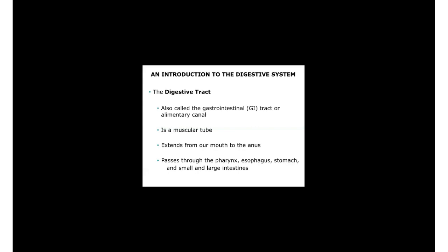an introduction to the digestive system now comes. The digestive tract is also known as the gastrointestinal tract, or the whole tract or alimentary canal. It is a muscular tubule. It extends from your mouth, as I told you, towards your anus. Okay. It passes through the pharynx, esophagus, stomach, and small and large intestine.